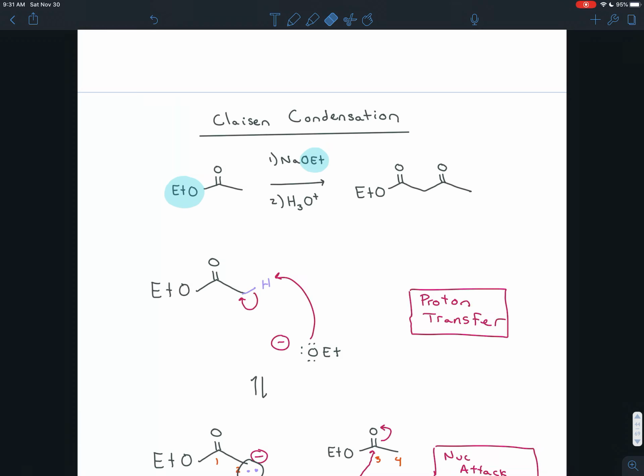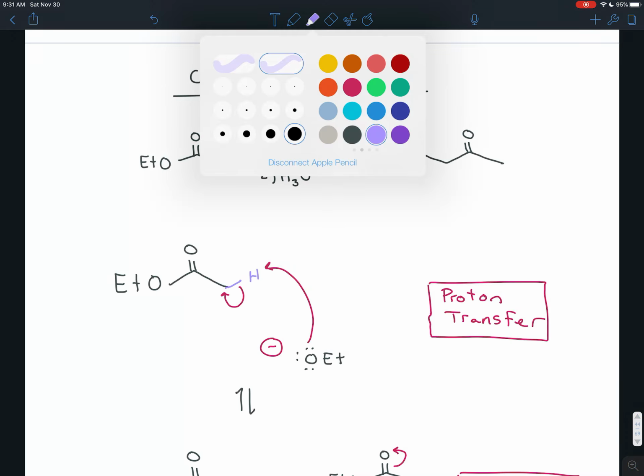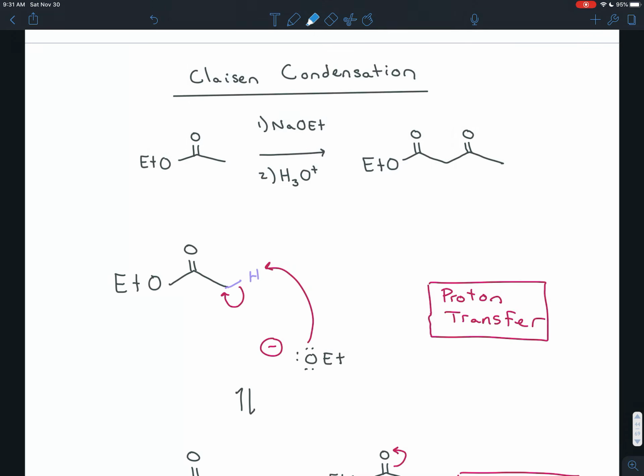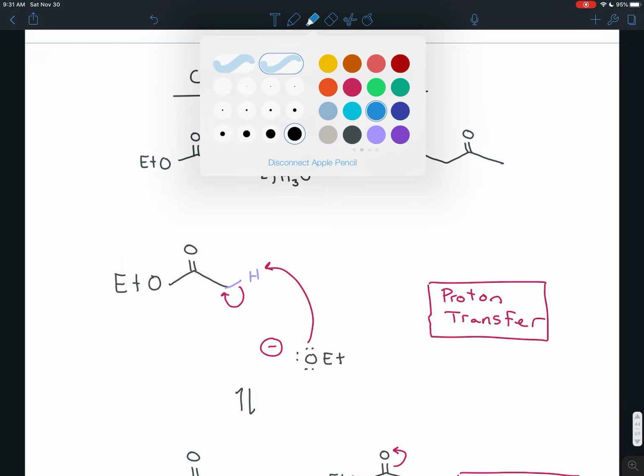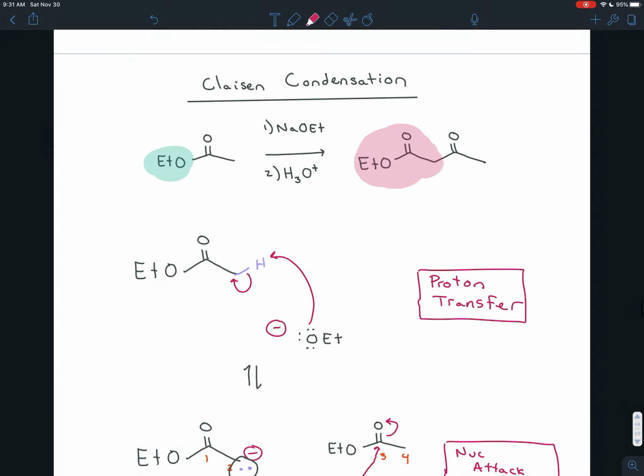So there are a couple things to notice here. First, what's the point? Why do you do a Claisen condensation? You do a Claisen condensation to make two esters stick together. What is the Claisen condensation? The Claisen condensation is basically a nucleophilic acyl substitution reaction, where you have your original ester, but the leaving group, the ethoxy group, leaves, and the nucleophile that comes in is the alpha carbon of a second ester. So that's the concept here.